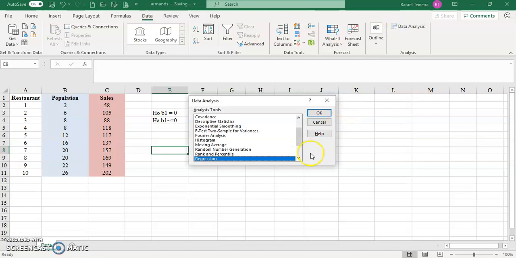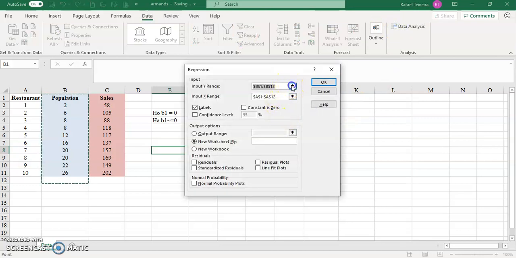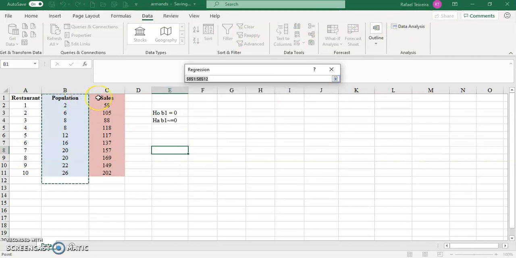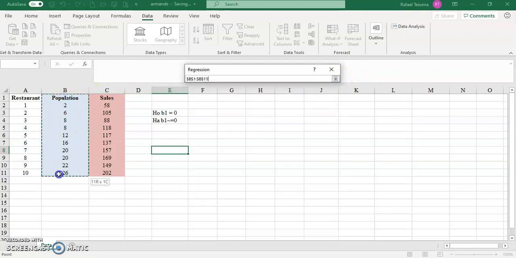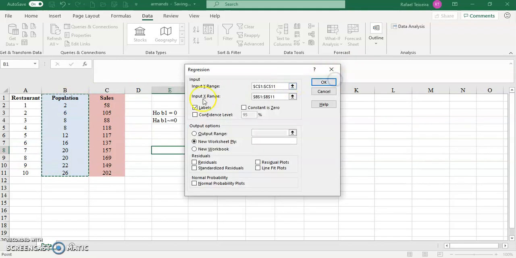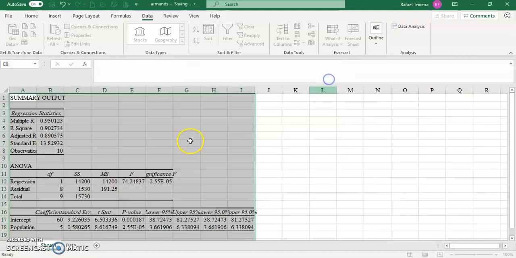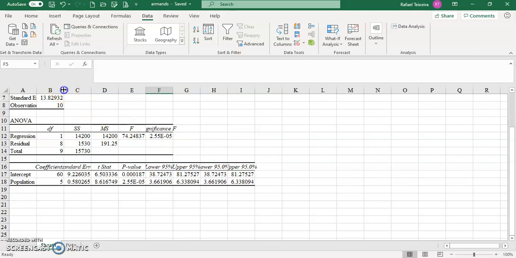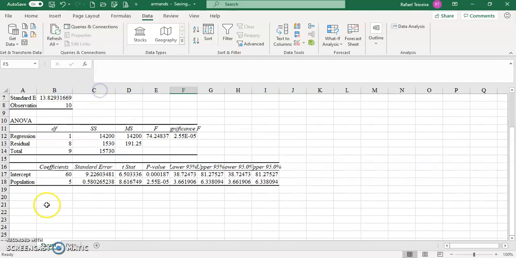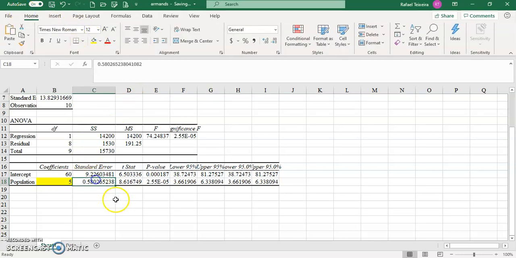Let's go over the data analysis tool, regression, and then you can get the sales here, our dependent variable, that depends on the student population. Then we click OK, and then here are the results. Let's focus our attention on B1 because we're testing B1. B1 in this case is this coefficient 5.